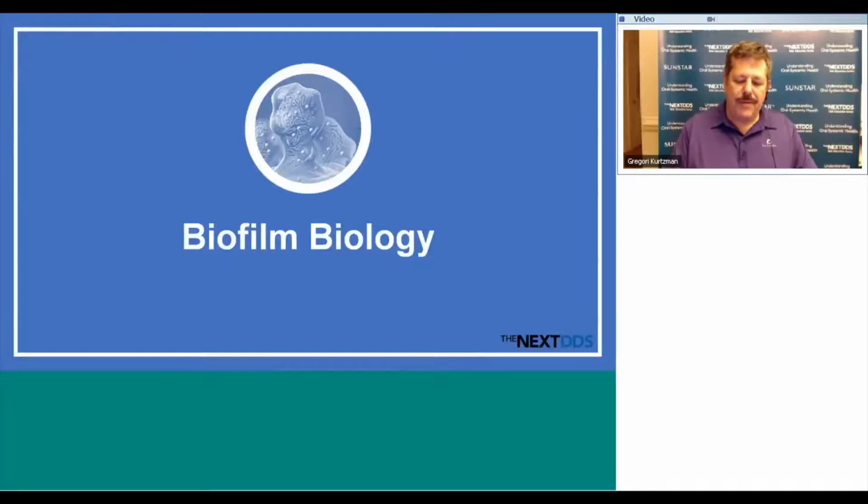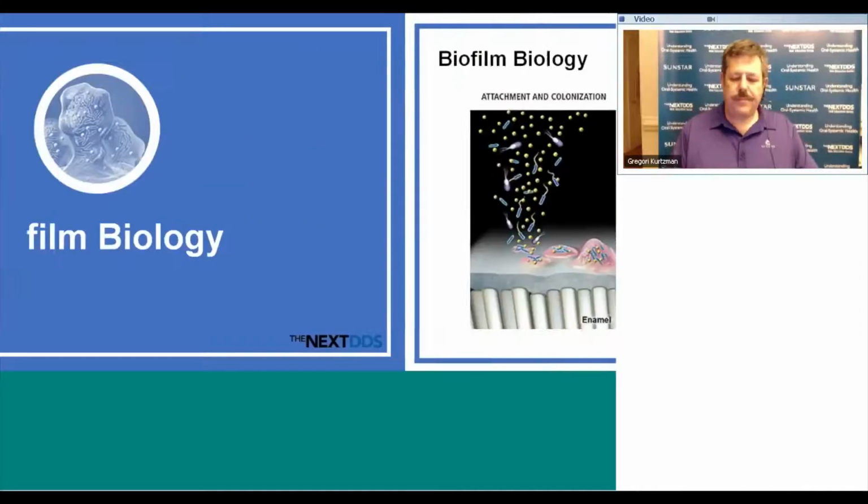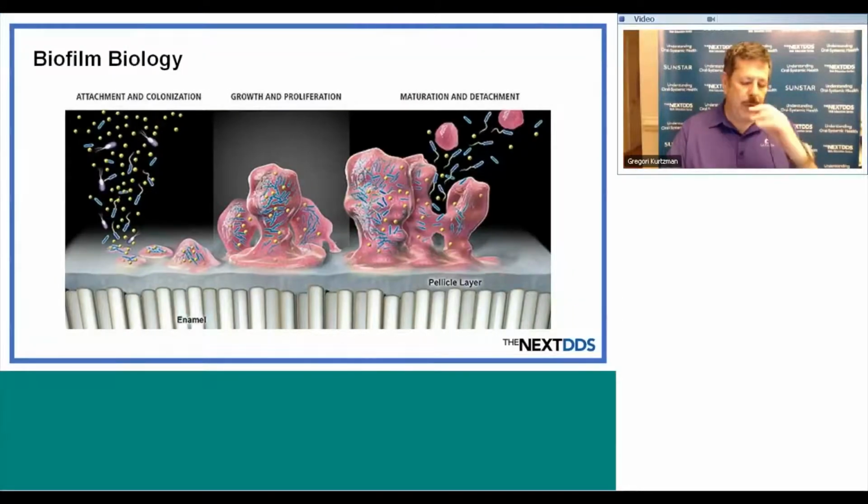So let's talk about biofilm biology. If we go from left to right, this is basically the process we have a tendency to see. We get attachment and colonization of bacteria, they move into a site. Let's say that first molar, they work their way into the buccal sulcus. We get growth and proliferation, the biofilm grows, it matures, pieces of it detach, and they move elsewhere in the mouth or elsewhere in the body to have their effects.